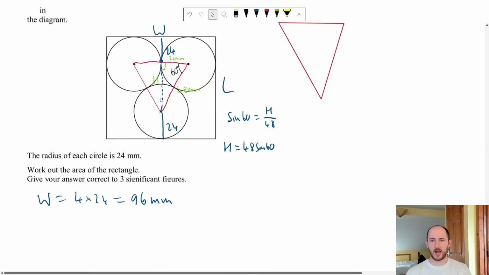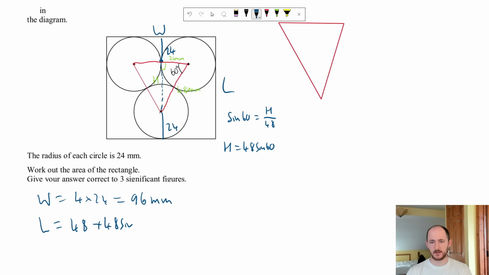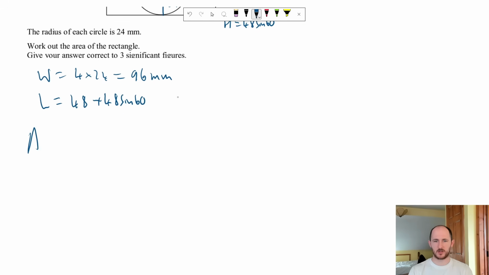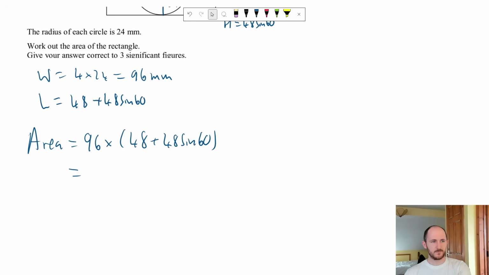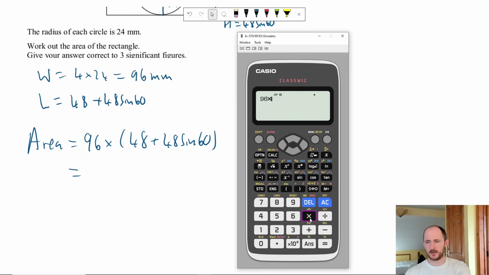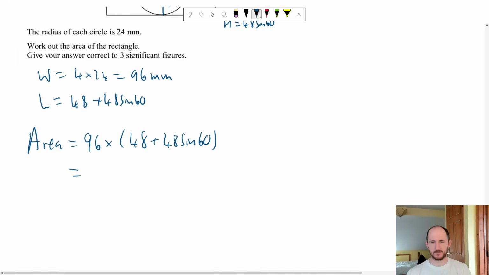So the height, or the length of this shape, is 24 plus 24, so that's 48, plus another 48 sine 60. To work out the area, it's those two things multiplied by each other. So it's 96 times 48 plus 48 sine 60, and that will give us our final answer. You don't really need the times, to be honest. 96 times 48 plus 48 sine 60 gives me 8,500 and so on, but it says to 3 SF, so that's 8,600 millimeters squared.